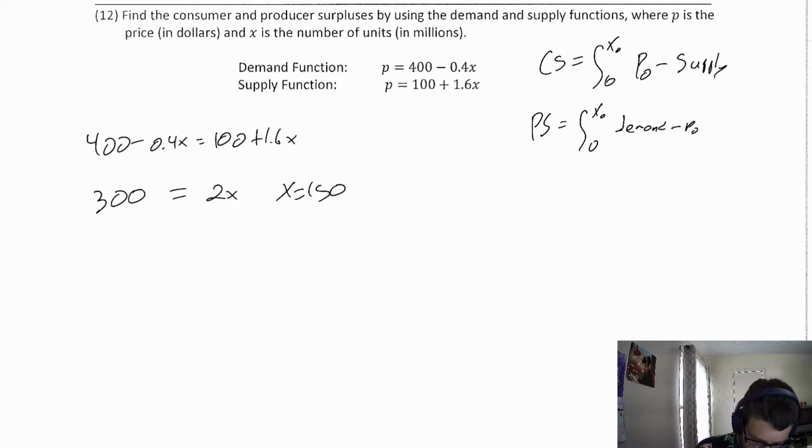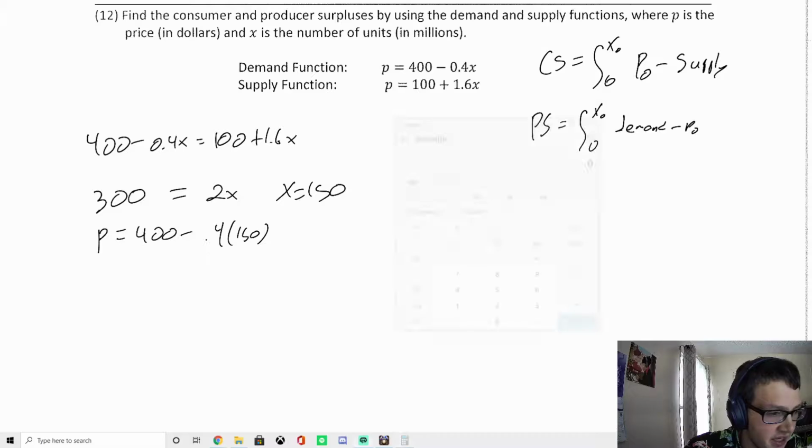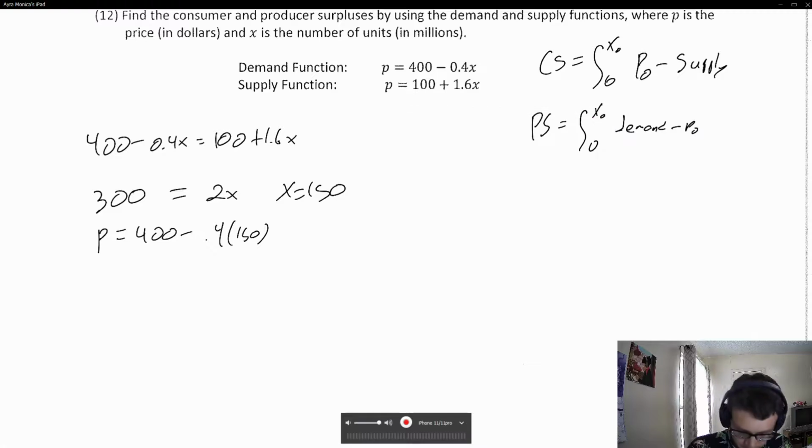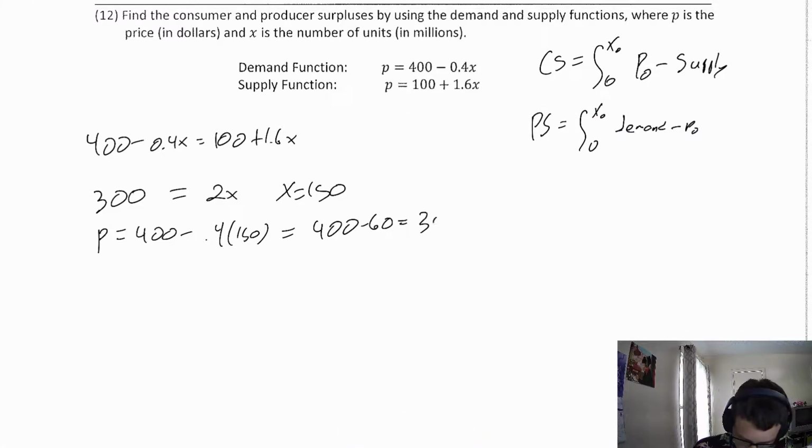So then our price, P, is 400 minus 0.4 times 150, which is, I think, 60. Let me pull up a calculator. Yeah, 60. So then this is 400 minus 60 equals 340. So our X naught is 150. Our P naught is 340.